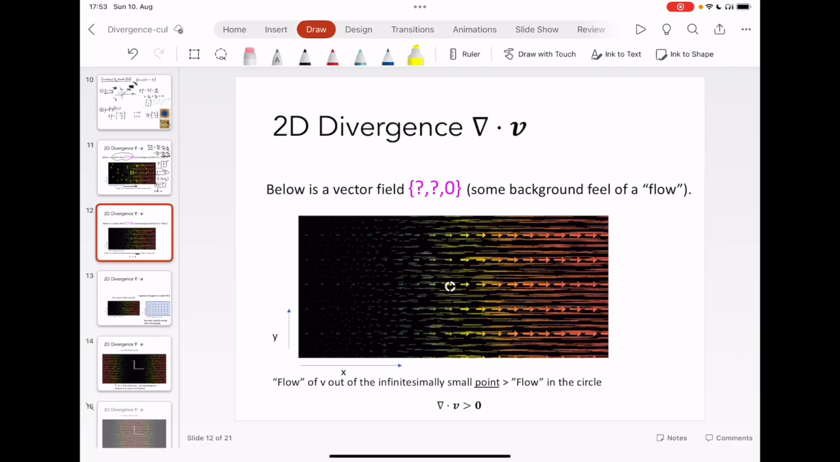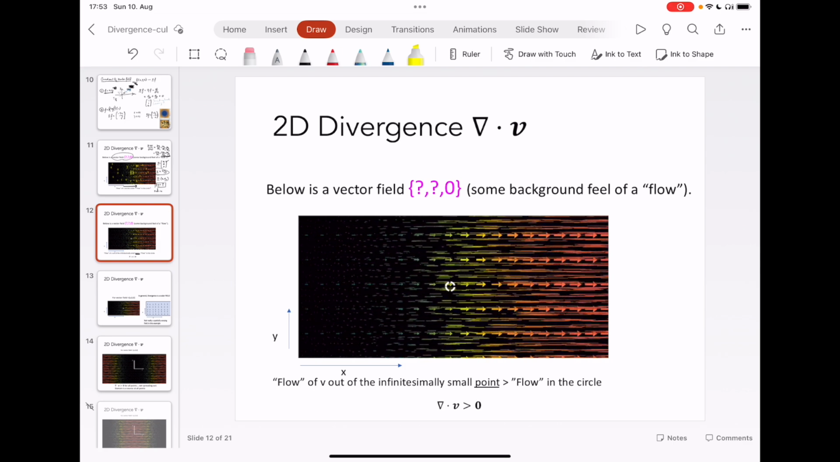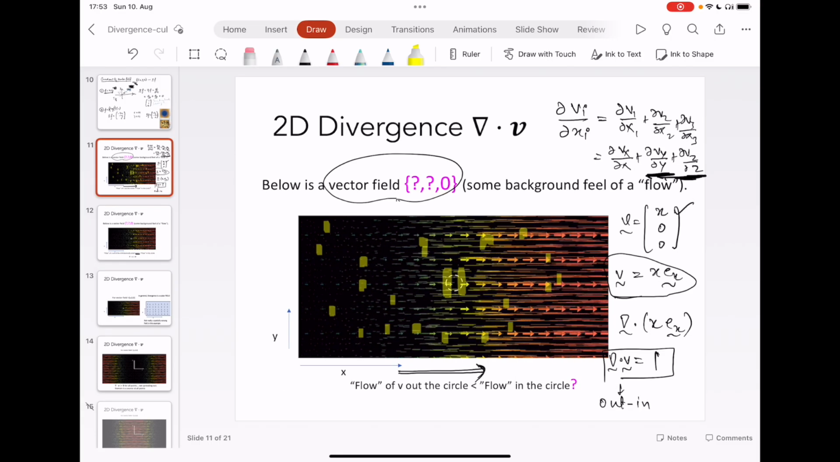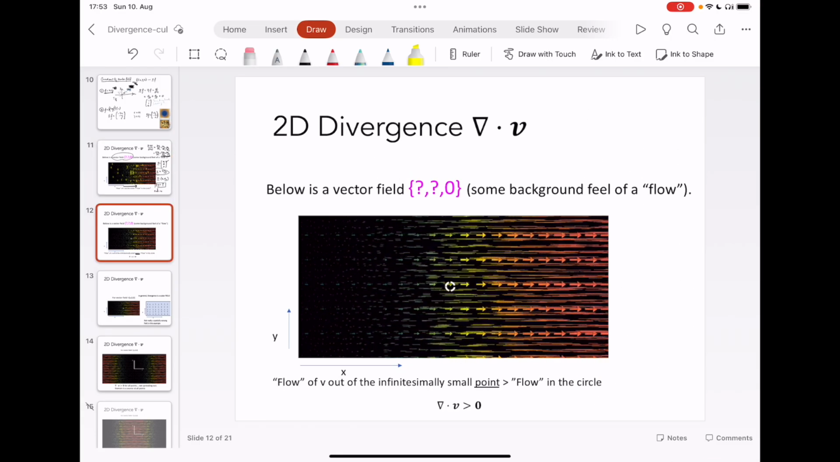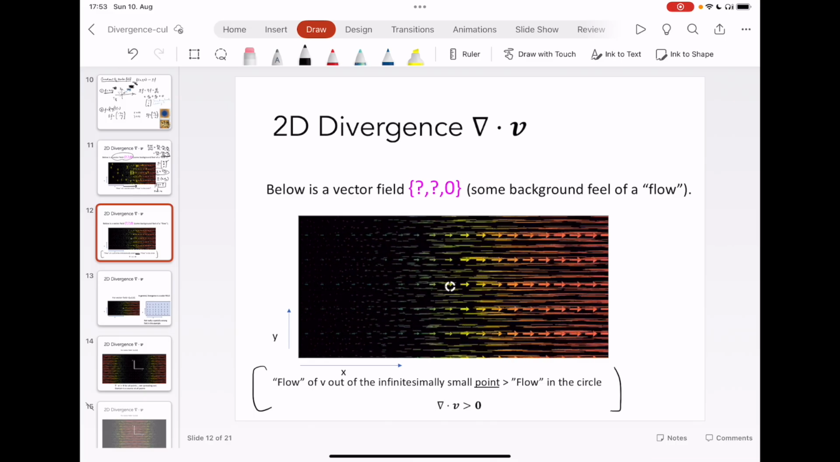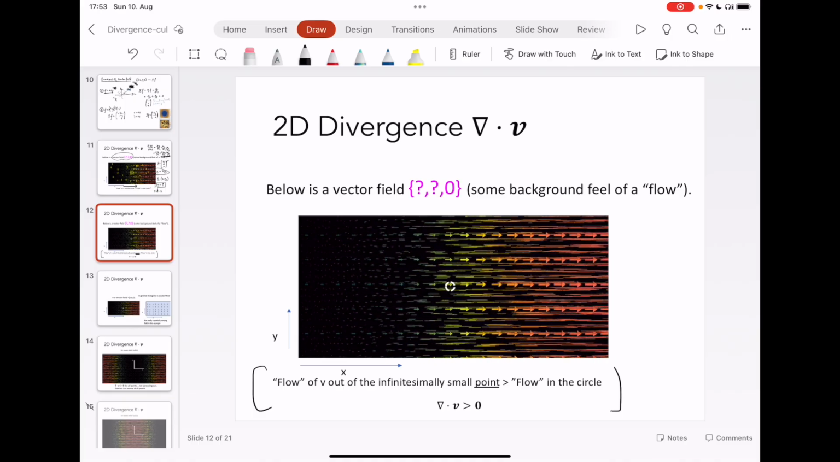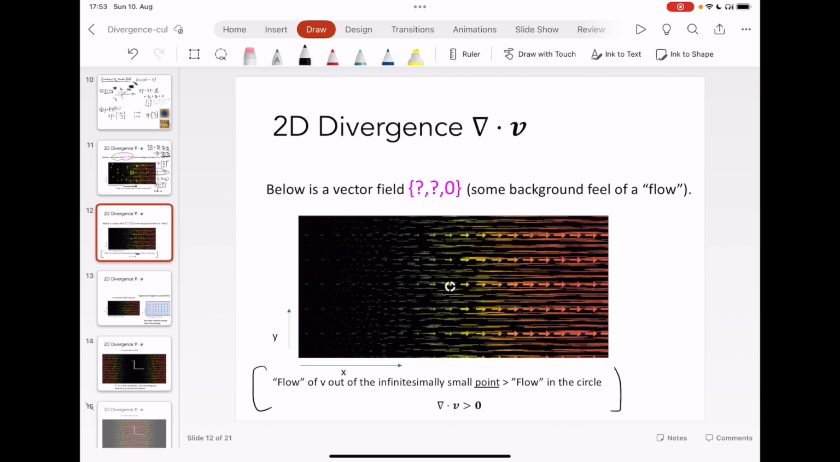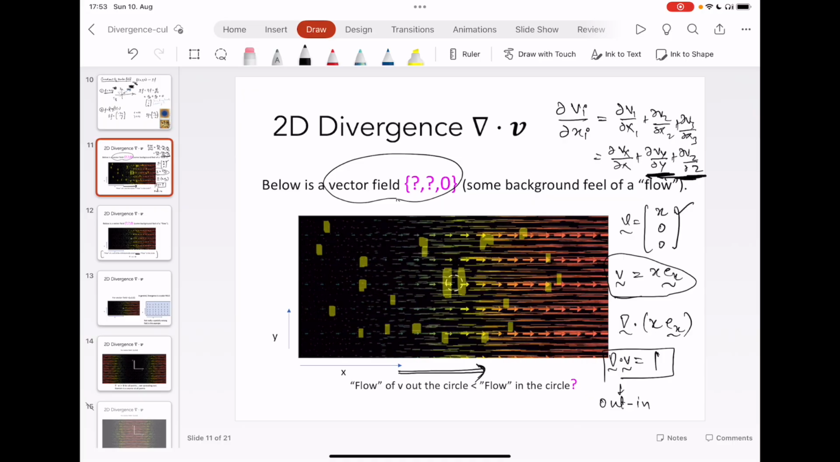In the next example, oh sorry, I think I pre-explained a bit. So here I make this dashed circle a bit smaller to raise the point that divergence is a point-wise entity that we calculate in the xy plane. So the flow of V out of the infinitesimally small point is greater than flow inside the circle. So out is greater than in, and therefore you have del dot V greater than 0 for that particular example of this flow field, V is equal to x ex.